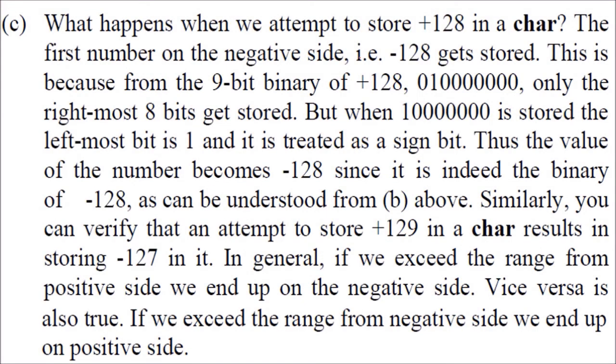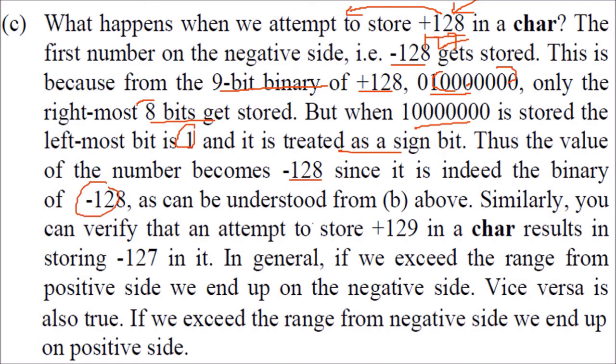And we have already seen in the program what happens if you attempt to store 128. We know that 128 is not there, only up to 127 we go. So it takes the negative side. It goes to minus 128. And this is why: from the 9-bit binary of plus 128, only the rightmost 8 bits get stored. So when this part is stored, the leftmost bit is 1 and it is treated as a sign bit. So the value of the number becomes minus 128, since it is indeed the binary of minus 128, and this can be understood from the previous discussion.